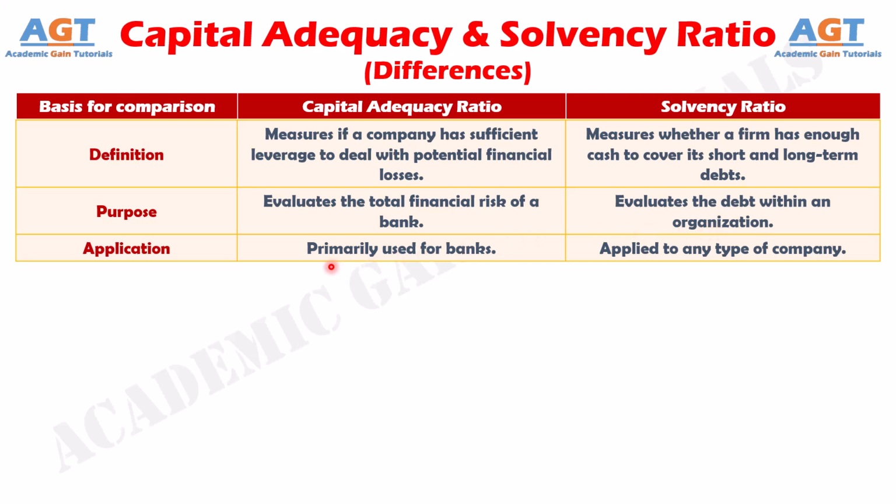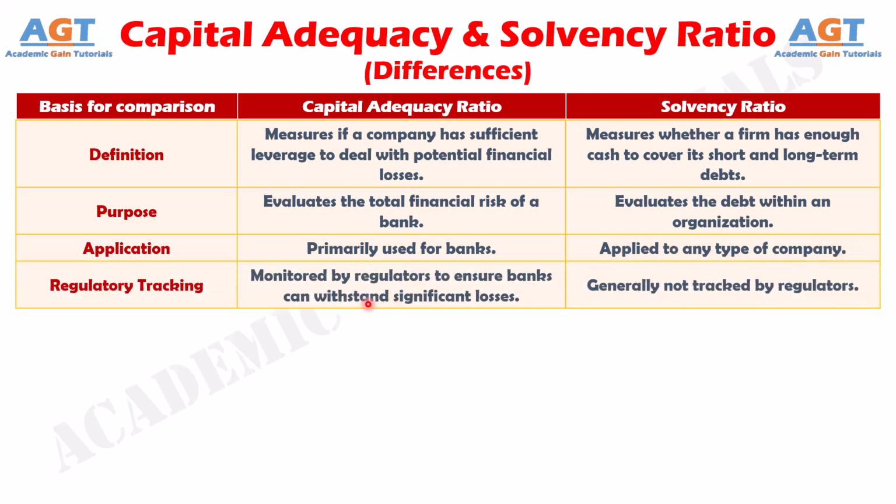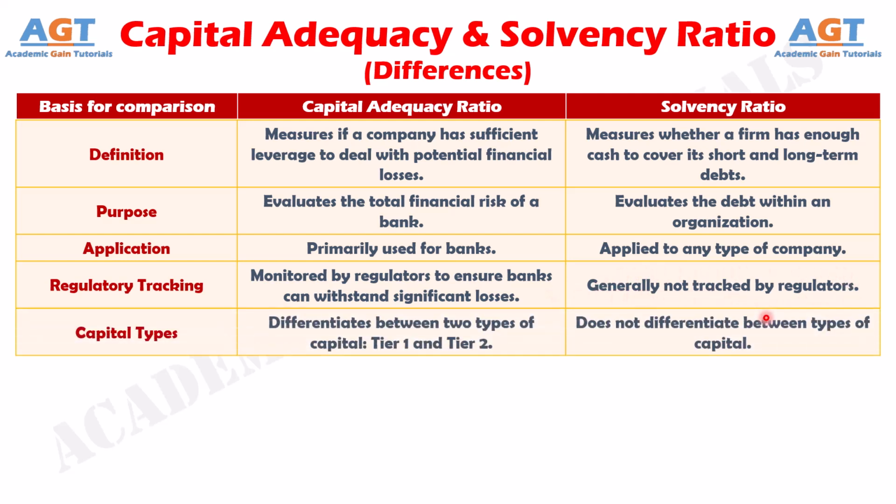The main application of the capital adequacy ratio is for banks, whereas the solvency ratio can be applied to any type of company. Number 4. Regulators track the capital adequacy ratio to ensure banks can withstand significant losses, whereas the solvency ratio is generally not tracked by regulators. Number 5. The capital adequacy ratio differentiates between two types of capital, Tier 1 and Tier 2, whereas the solvency ratio does not differentiate between types of capital.